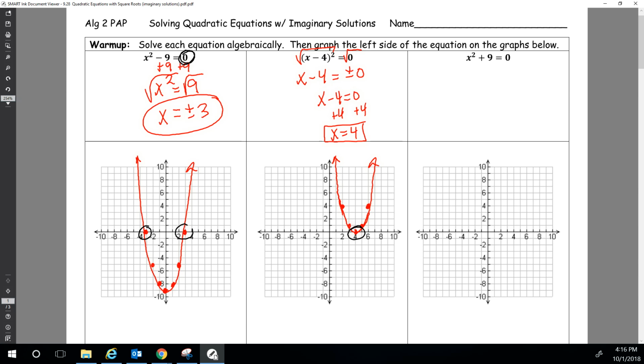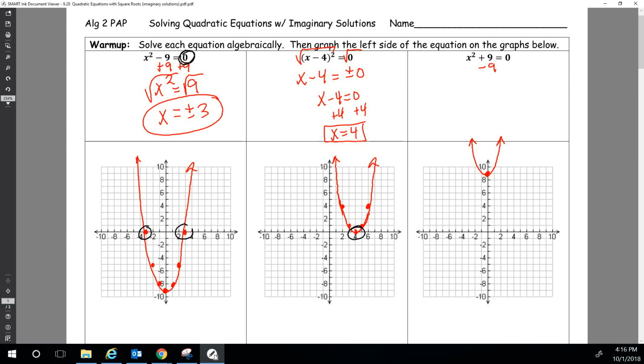Let's look at this one. Let's graph this one first. This one is taking my x squared and moving it up 9. So I am centering not at 0, 0, but here at positive 9. Now where does this guy cross the x-axis? It doesn't, you see. So I shouldn't have a solution for this one.